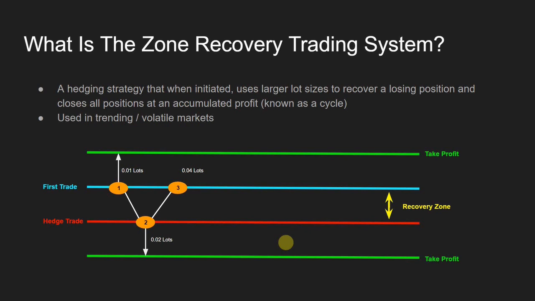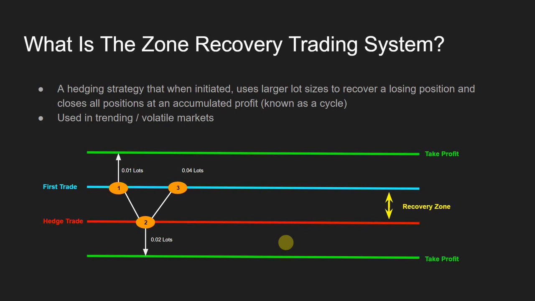And I understand the problems and challenges with the martingale strategy, but this is just for visualization purposes and an approach, so you can conceptualize this. And again, at this stage we've now got three trades open. We've got two buy trades at 0.01 lots and 0.04 lots, and we have one sell trade at 0.02 lots.